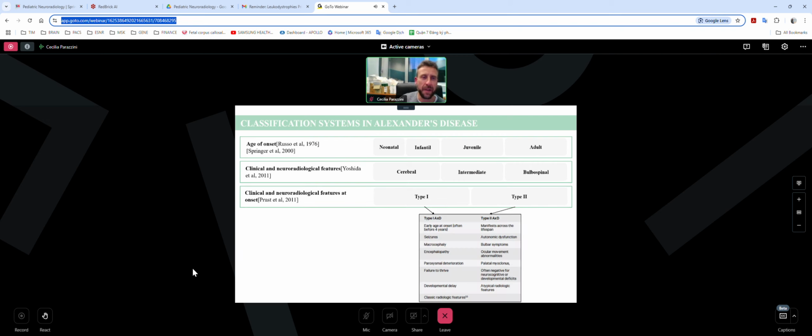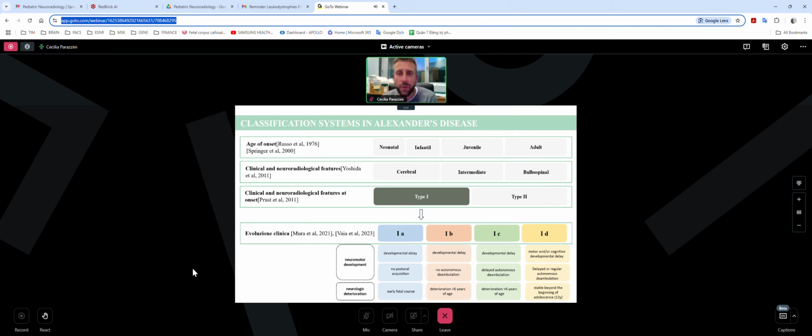During the same year, the group of Adeline van der Knaap proposed this other classification. So they distinguished type 1 and type 2 Alexander disease, where type 1 is quite similar to the cerebral form of the Yoshida classification, and type 2 is quite similar to the bulbospinal form of the Yoshida group.